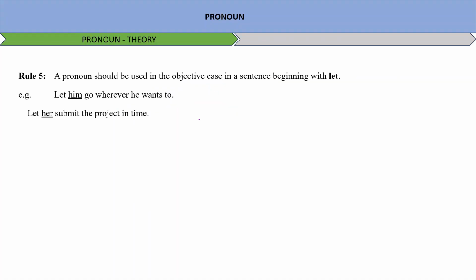Rule 5 says a pronoun should be in the objective case in a sentence beginning with let. Okay, let, lets, and letting. These are verb forms of let. Let is a verb. Now, whenever let is used in a sentence, the pronoun used after let will always be of which case? Will always be of objective case. Let him go wherever he wants to. Let her submit the project in time. Okay.